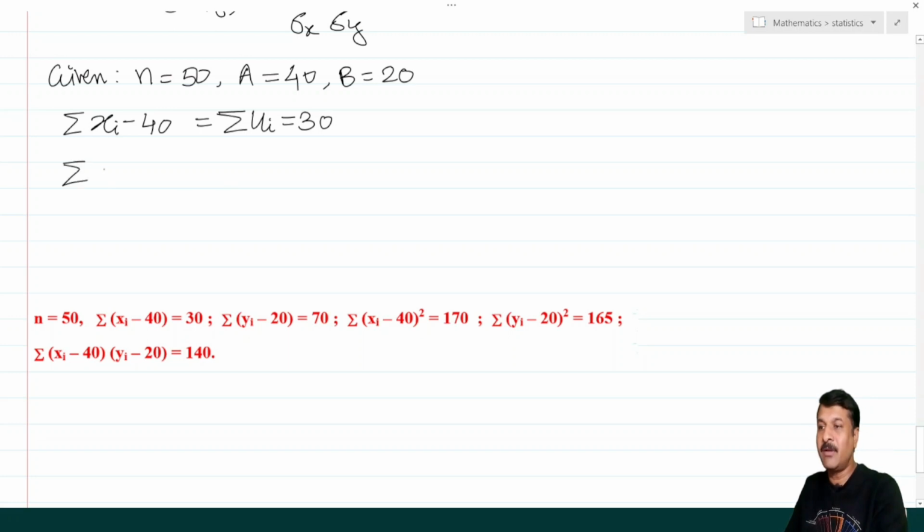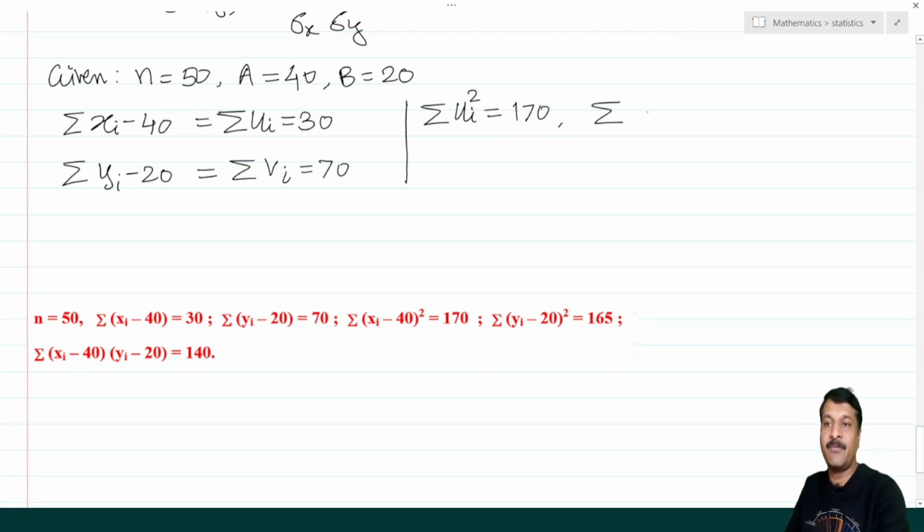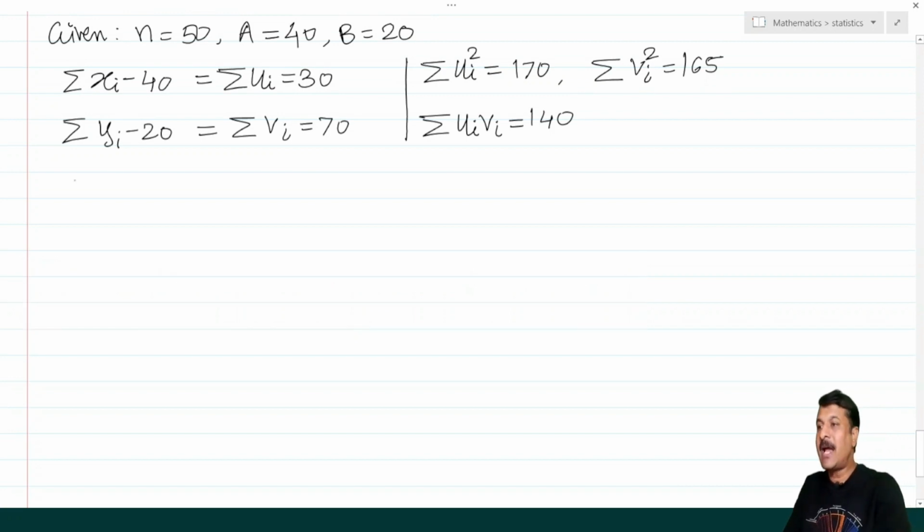Also summation of yi minus 20, this is summation of vi, and this value is 70. Also summation of xi minus 40 whole square, so summation of ui square, that is equal to 170. Summation of yi minus 20 whole square means vi square, it is 165. Then summation of ui vi is equal to 140. So by these given values, I will write again r of uv equal to covariance of uv upon sigma u sigma v.